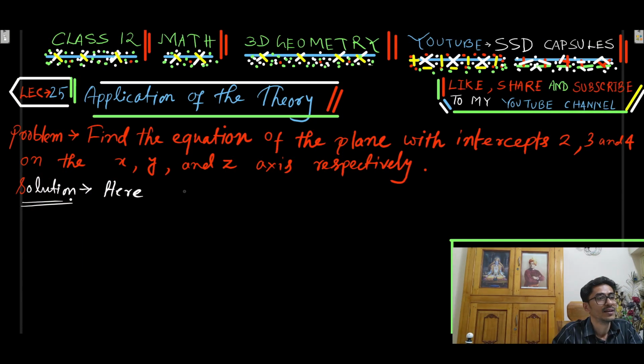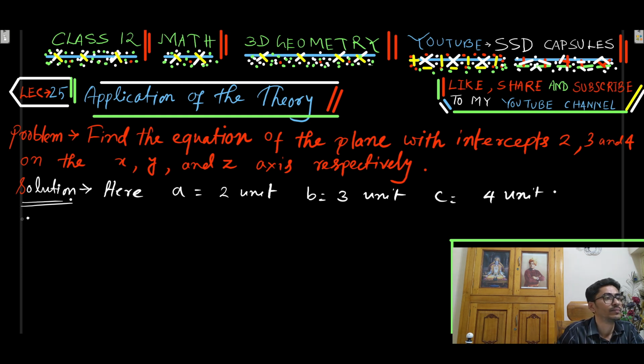So now we are going to see one application of this theory we have learned. Find the equation of the plane with intercepts 2, 3 and 4 units on the x, y, z axis respectively. Here the intercepts a, b and c are given: a equal to 2 unit, b equal to 3 unit and c equal to 4 unit.